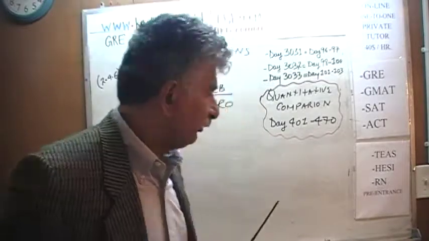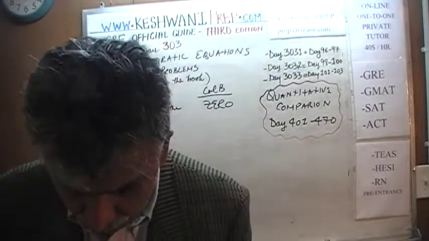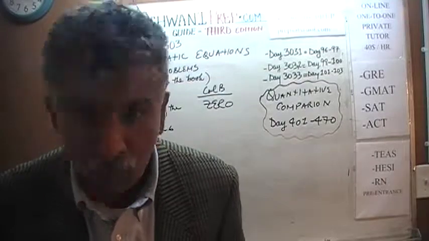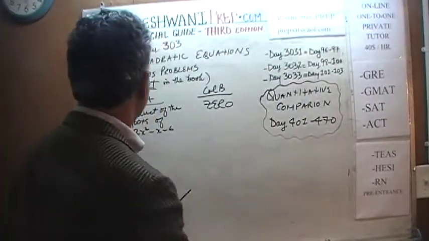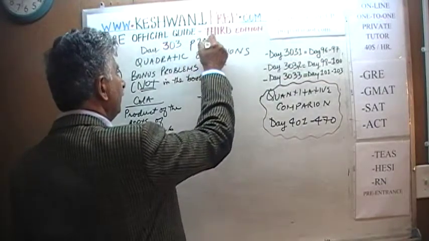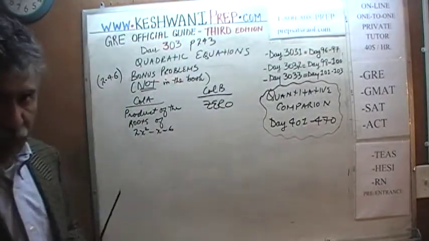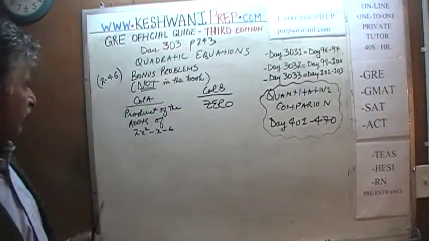So here's the first question, 2.4.6, and this is the continuation from where we left off at 2.4.5, which appears on page 243. Even though these questions are not in the book, it's a continuation of where we left off on page 243.